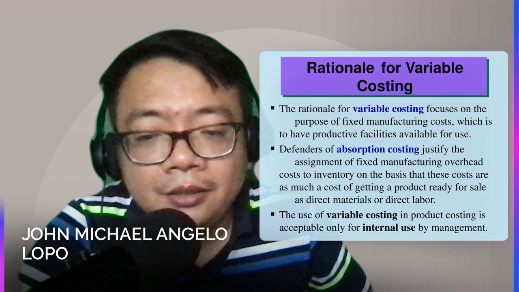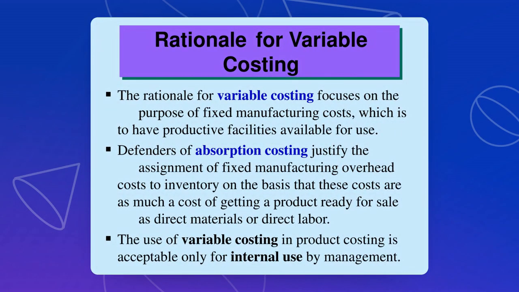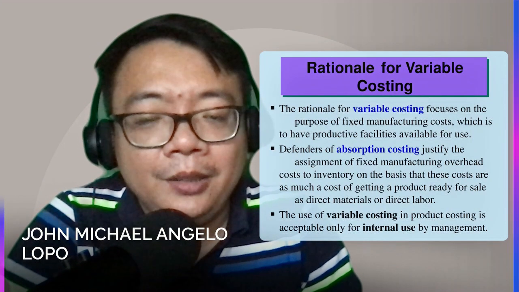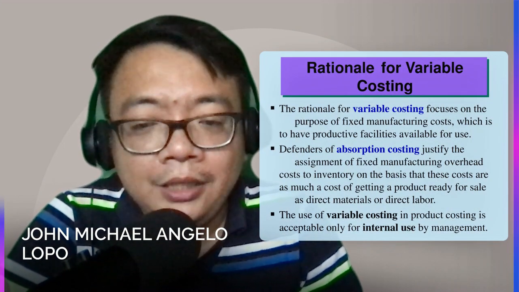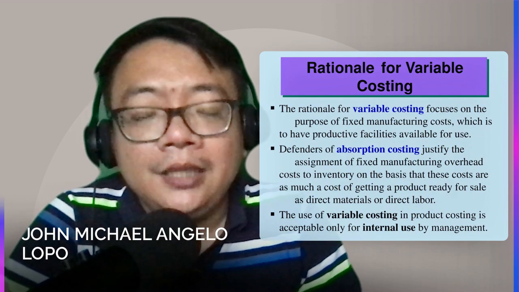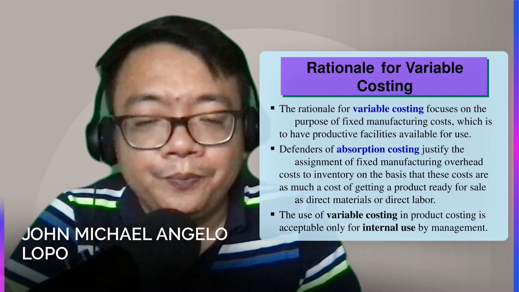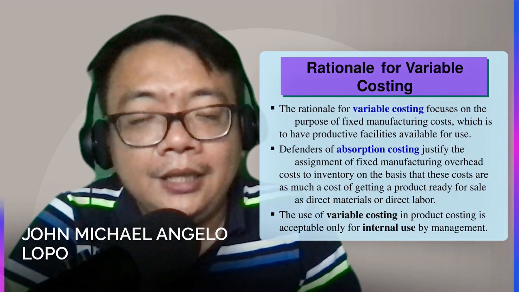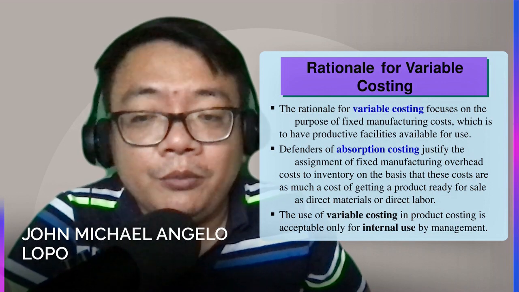That's why, please take note of the last bullet. The use of the variable costing in product costing is acceptable only for internal use only. Meaning to say, the variable costing class is for internal reporting only, and it is bound by confidentiality. That's why the absorption costing is the widely used because it is for the external, while variable costing is for internal, also known as the contribution margin format.